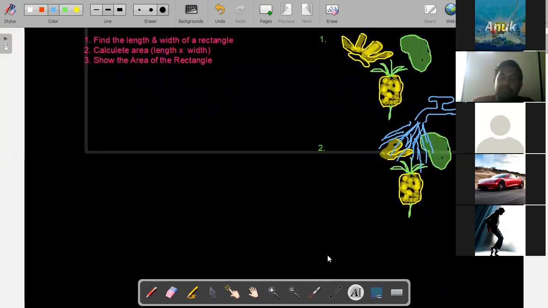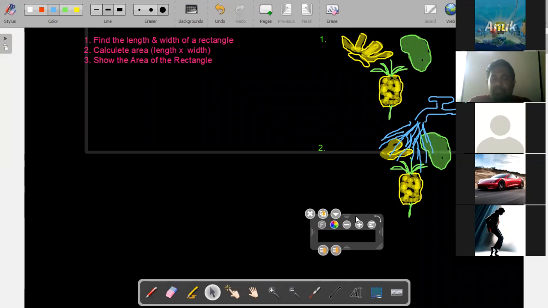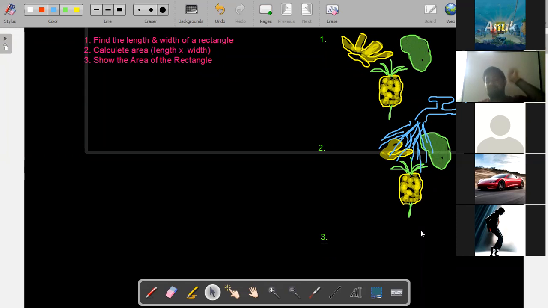Then third step, what was the third step? Cutting the fruits into small pieces. I did draw the mango here. Then I'm going to draw a knife.